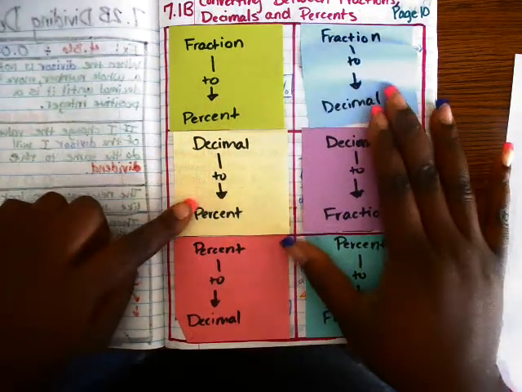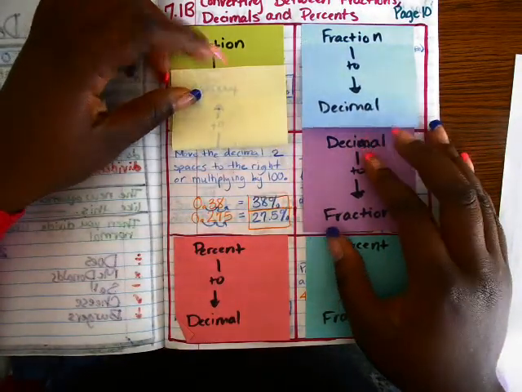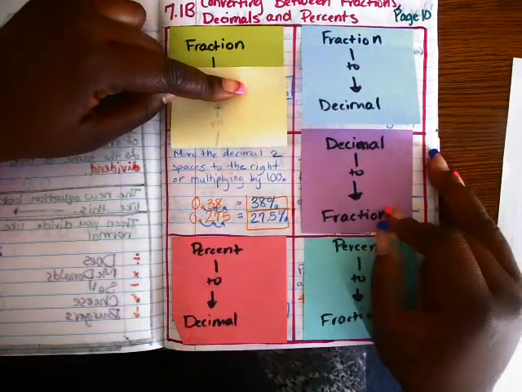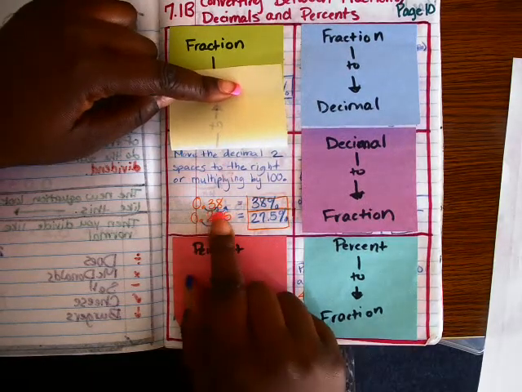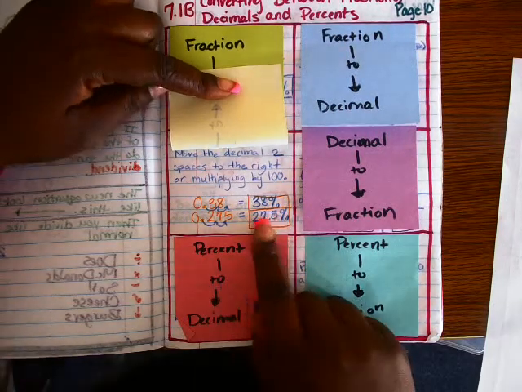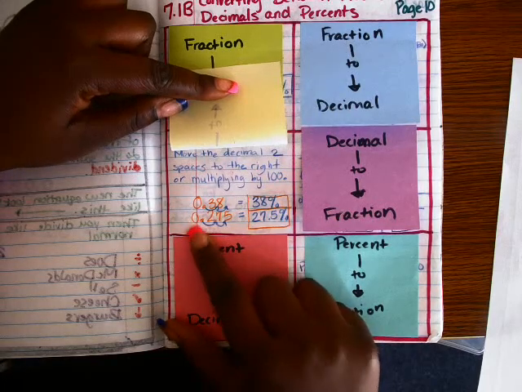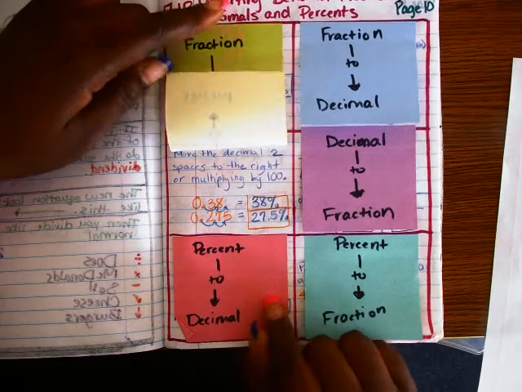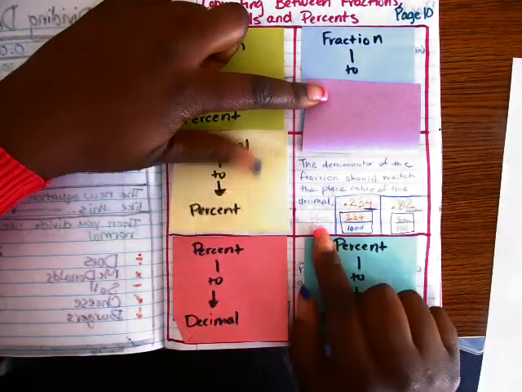To go from decimal to percent, I move the decimal 2 spaces to the right, or multiply by 100. So for example, 0.38, I move the decimal 2 spaces over. My percent is 38%. Well, what if I have 3 numbers behind the decimal? It doesn't matter. You still move it over 2 spaces. 27.5% is my percent.